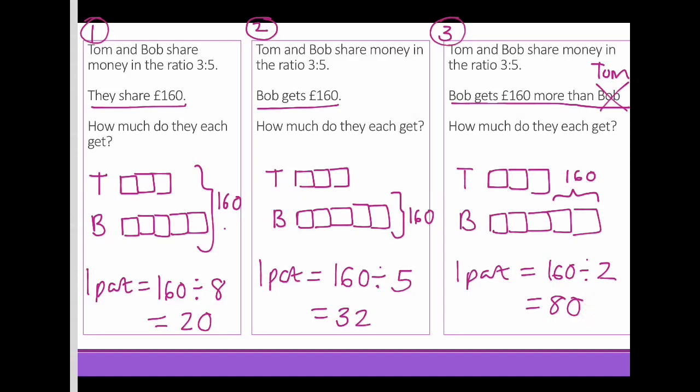On the next pages, I'm going to complete question 1, question 2, question 3. But the key when attempting these questions is draw the diagram, get this arrow in the right place, find 1 part, then the rest of the question's easy. So let's look at question 1 in more detail.